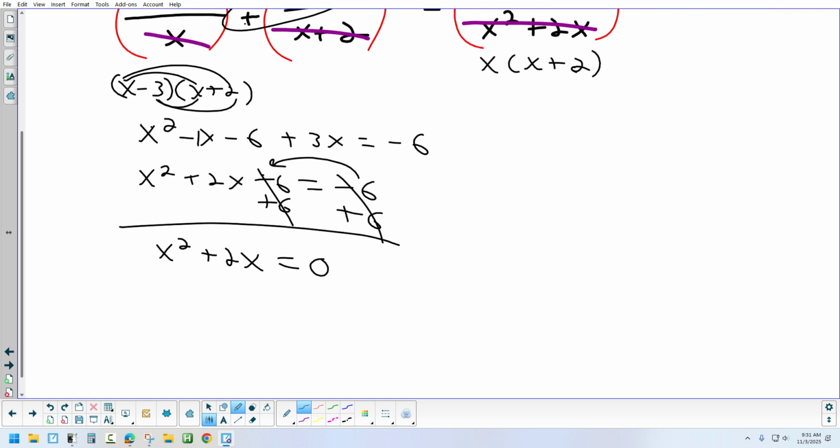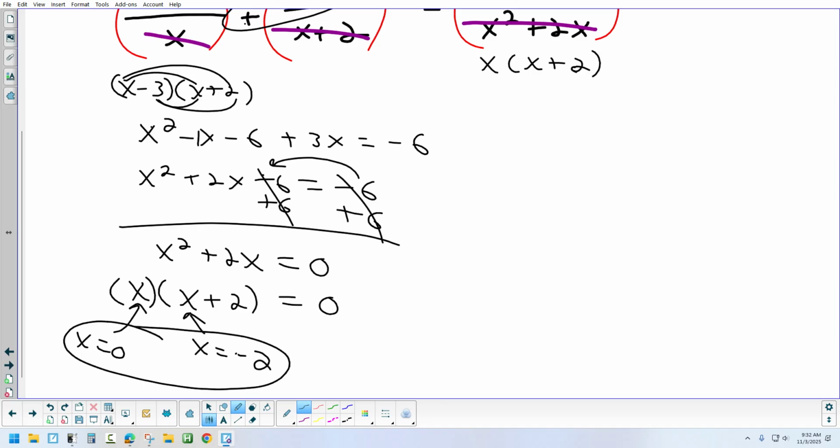Is that factorable? Yeah, how would that factor? Factor, just factoring out a GCF. That's the easier kind of factoring. They both have an x in common. And now look at each factor. What number would you fill in here for x to make that come out to 0? 0. What number would you fill in there to make that come out to 0? Negative 2. So those are your two answers.